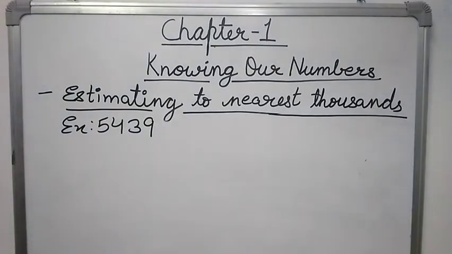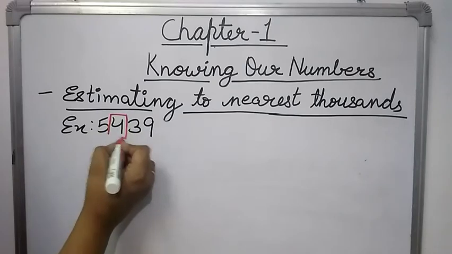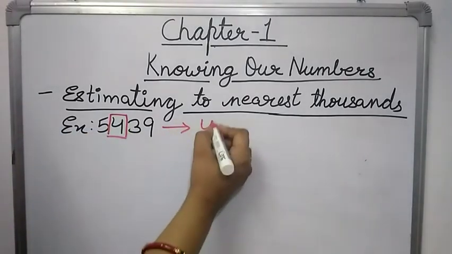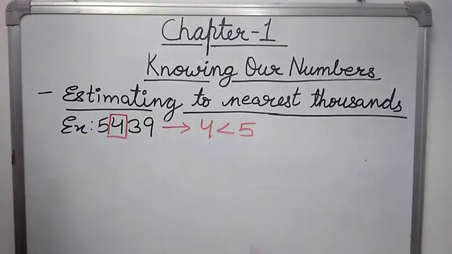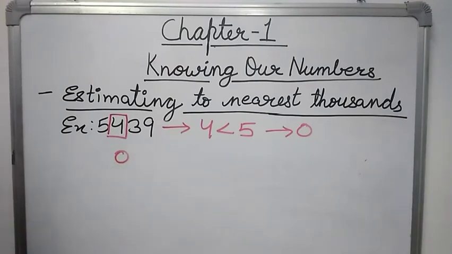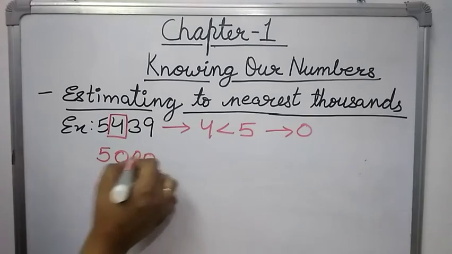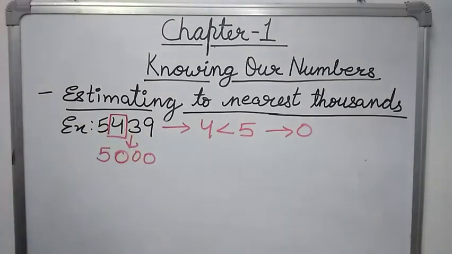We need to estimate 5,439 to the nearest 1000. The first way: when we are talking about the nearest 1000, we look at the digit at the hundreds place. Here it is 4. This 4 is less than 5, so this 4 will be estimated to 0. The 5 will remain as it is, and the next 2 digits will also be 0. So this is estimated to 5,000.